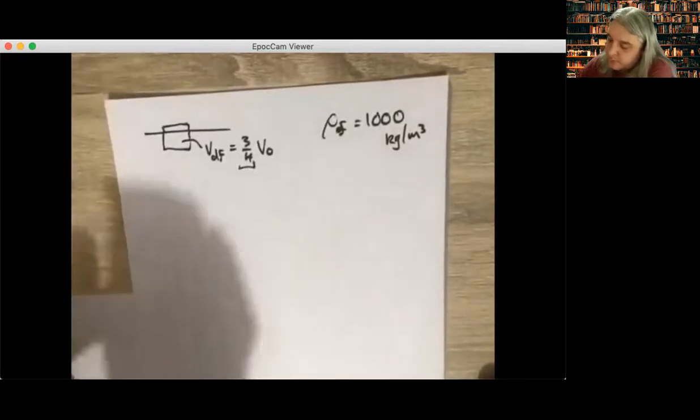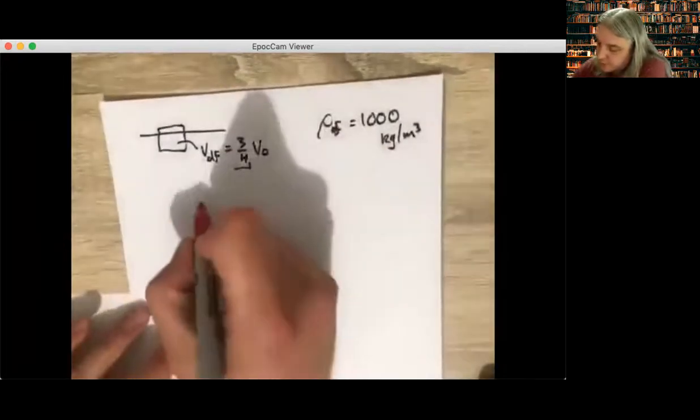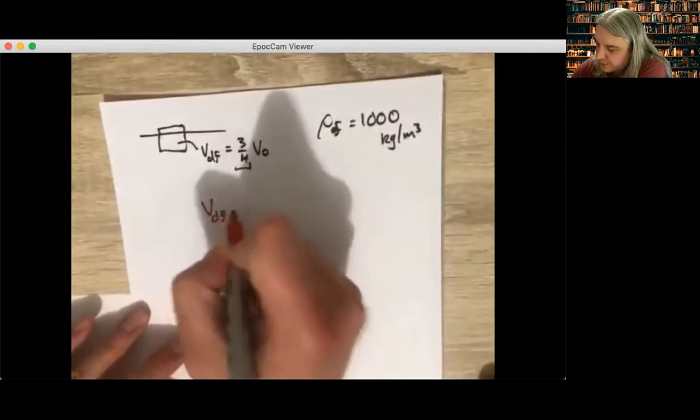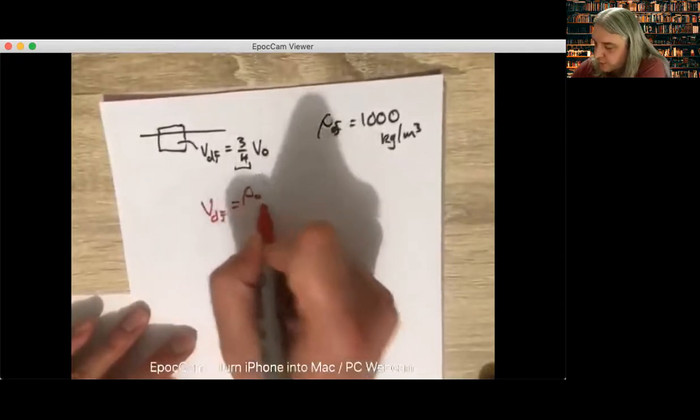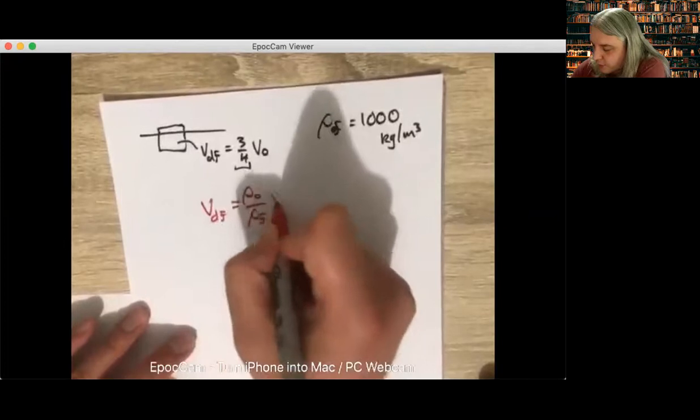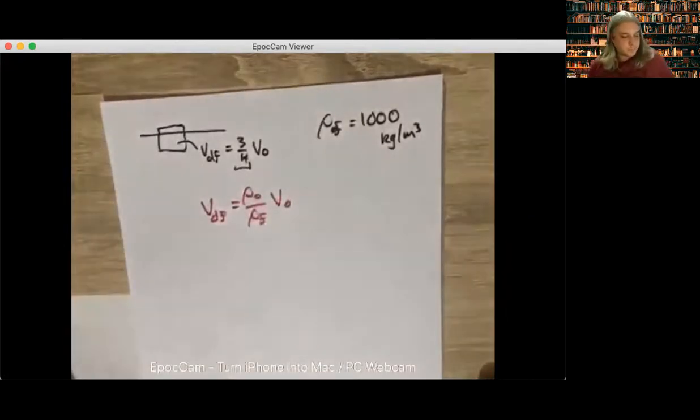And if you remember the equation for floating objects, volume displaced fluid is equal to the density of the object over the density of the fluid times the volume of the object. Right. Again, one of those equations that hopefully you'll remember.